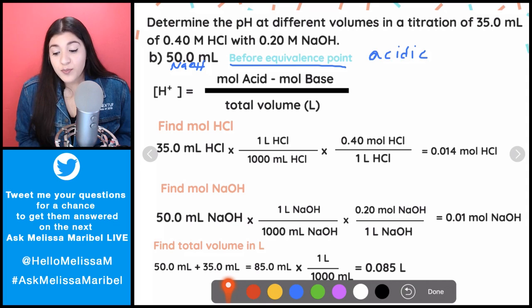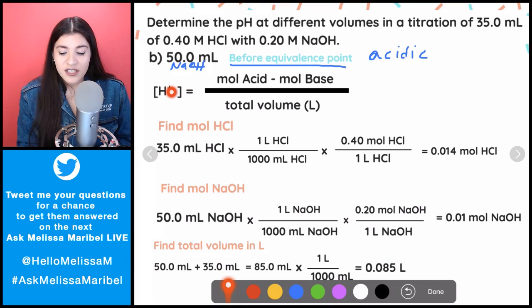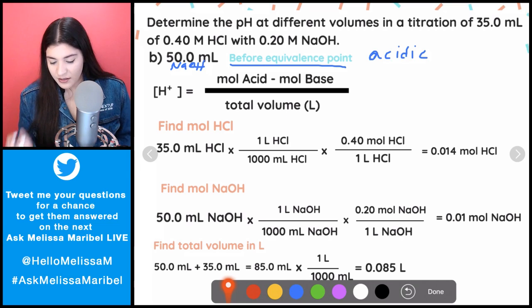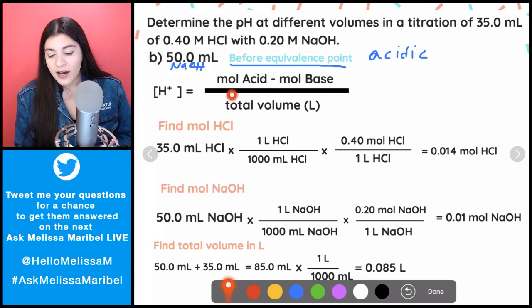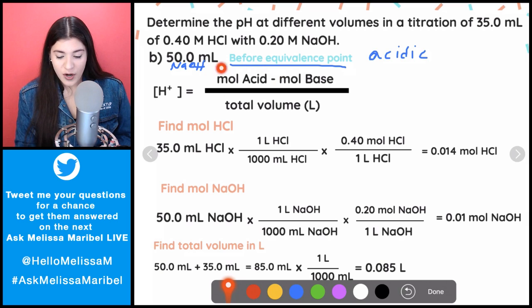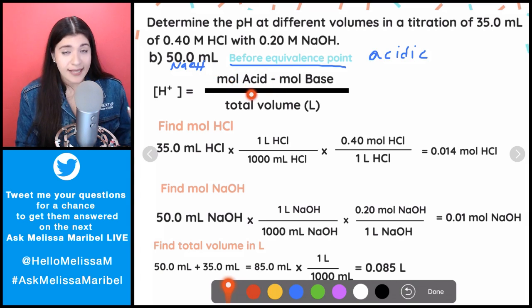But if it's before the equivalence point, you're still looking for your acid concentration, right? So since I'm looking for my acid concentration, essentially what I'm going to do is find the moles of our acid, subtract that from the moles of our base, and then find the total volume. So we'll divide that by our total volume because this has to be molarity. It has to be concentration. So what I'm going to do first is just this first part. I'm going to figure out what the moles of our acid is.